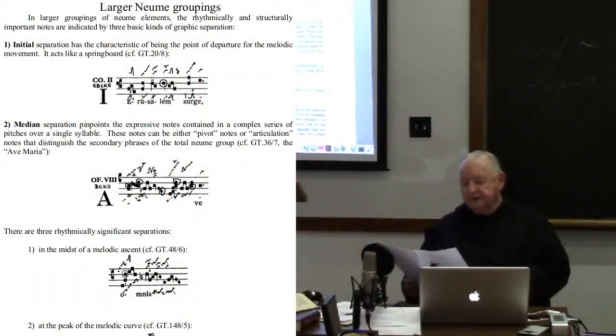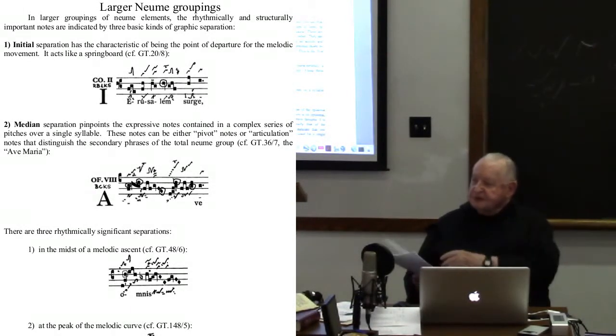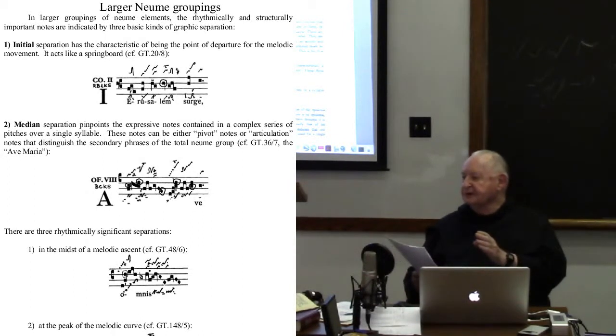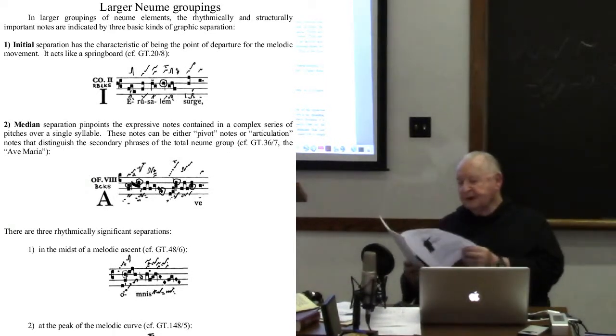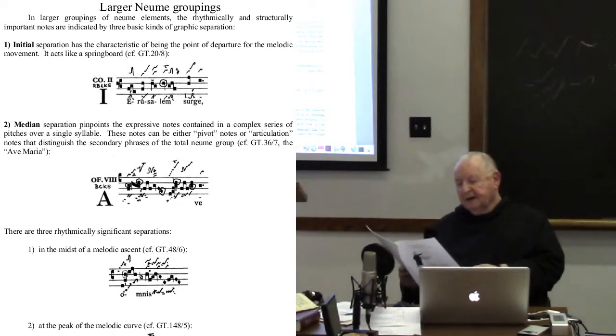Larger neume groupings. What happens when you get more than 2 or 3 notes? Notice, so far we've only discussed what happens when you have a clivis or a torculus. We can get those short groupings, maybe up to 4 notes, because you take 2 clivises put together. Fine, all right. But what happens when you get a string of notes together?